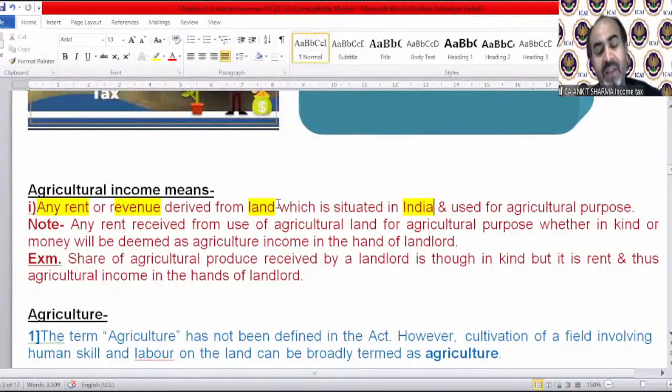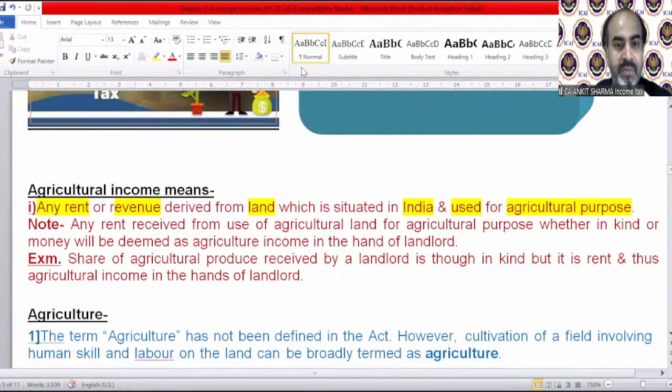So if you have land outside India, like you have land in Sri Lanka and you are doing farming operation on it and earning some revenue, that is not going to be treated as agricultural income under the Income Tax Act. And of course, the land should be used for agricultural purpose. In a single sentence, you can see almost 5 or 6 important words. It generally does not happen. In a single sentence, there might be 1 or 2 important words, others are just to make that sentence complete. But you can see how important the first sentence is. It is a single sentence and it covers almost 6 important words. So there should be any rent or revenue from land which is situated in India and used for agricultural purpose. That kind of income will be termed as agricultural income.